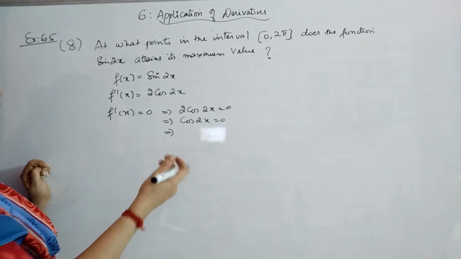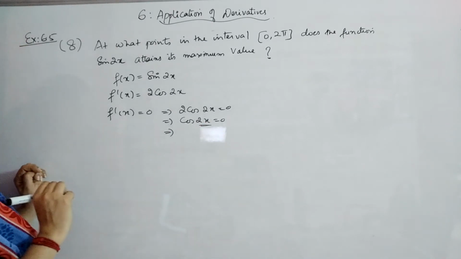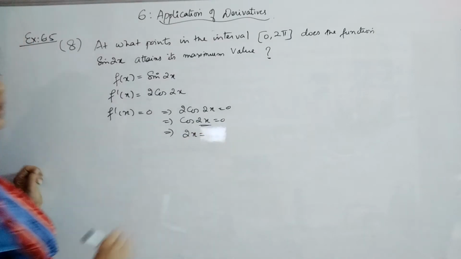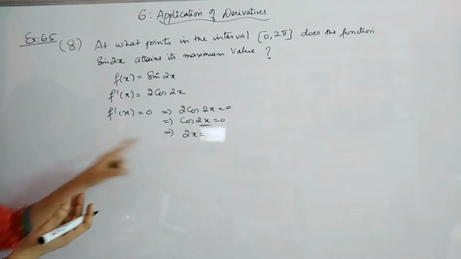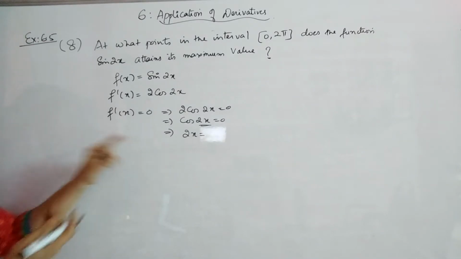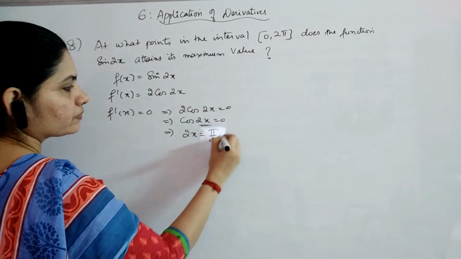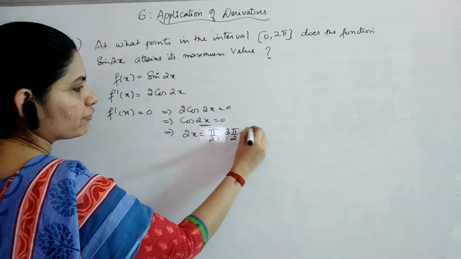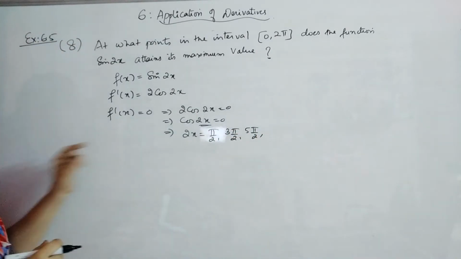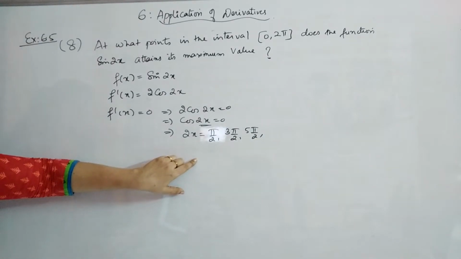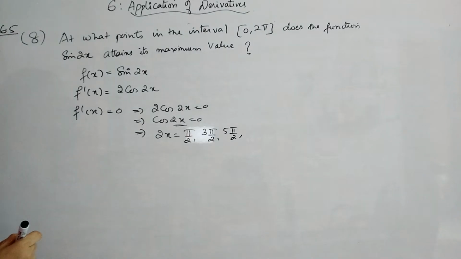Here instead of x what you have is 2x. So you can say 2x should be an odd multiple of pi by 2. Alright, so first thing which you will get for 2x is pi by 2, then 3 pi by 2, 5 pi by 2. Now how many we have to take? That will be decided with the value of x which is in between.